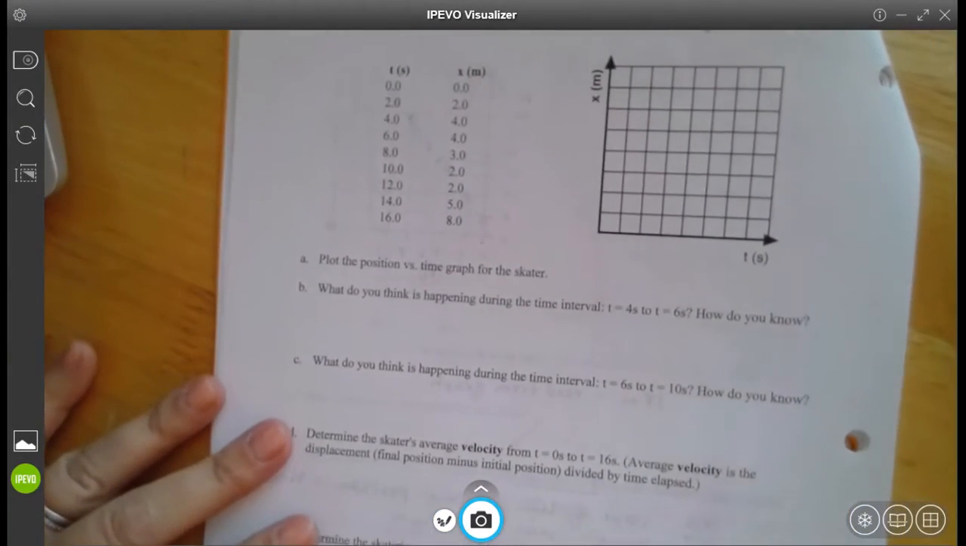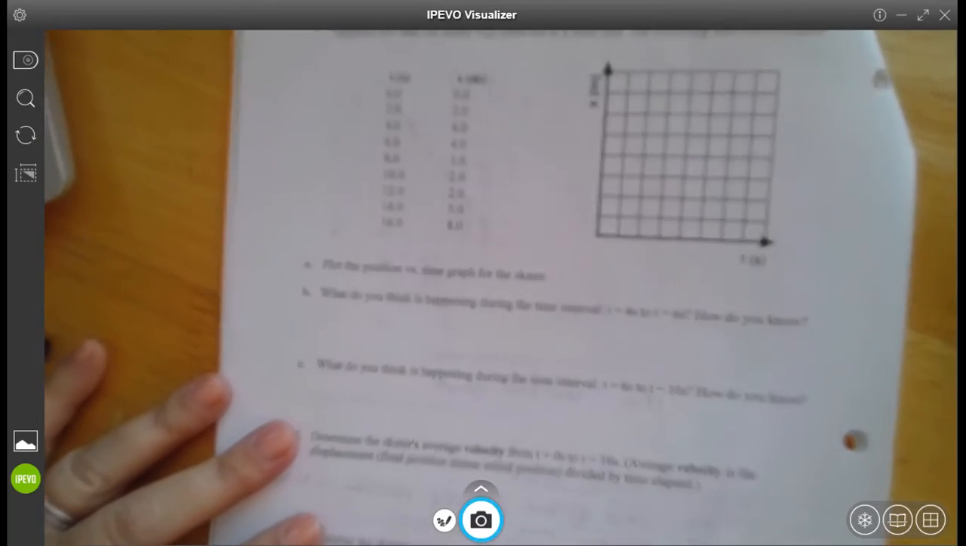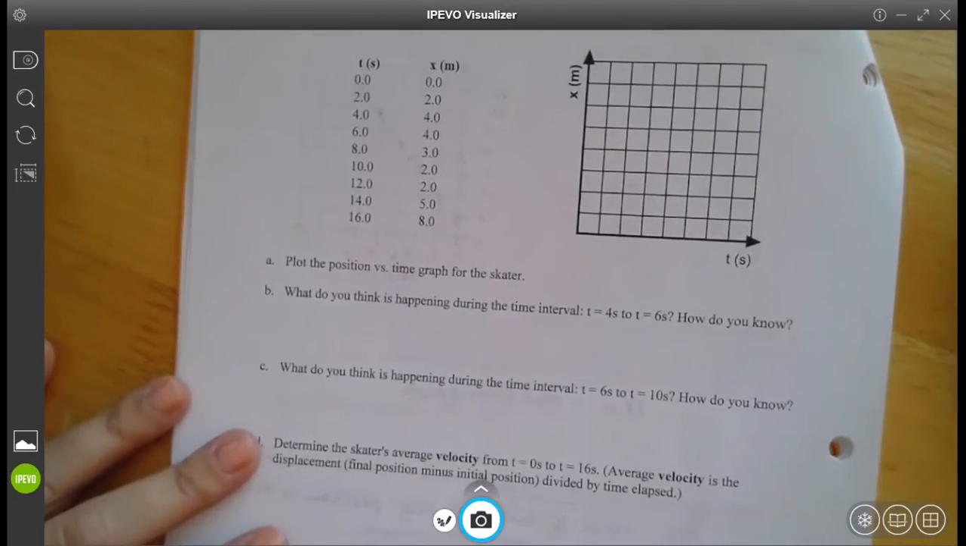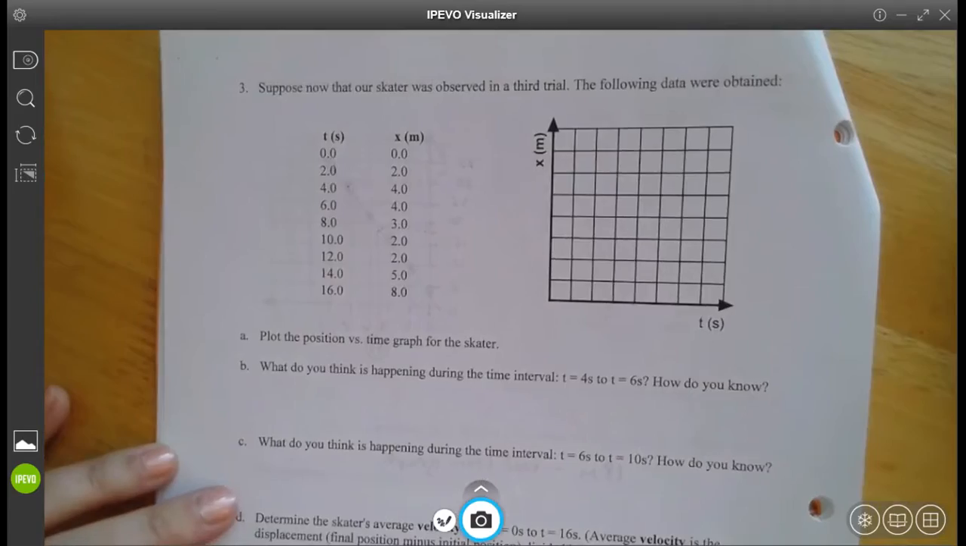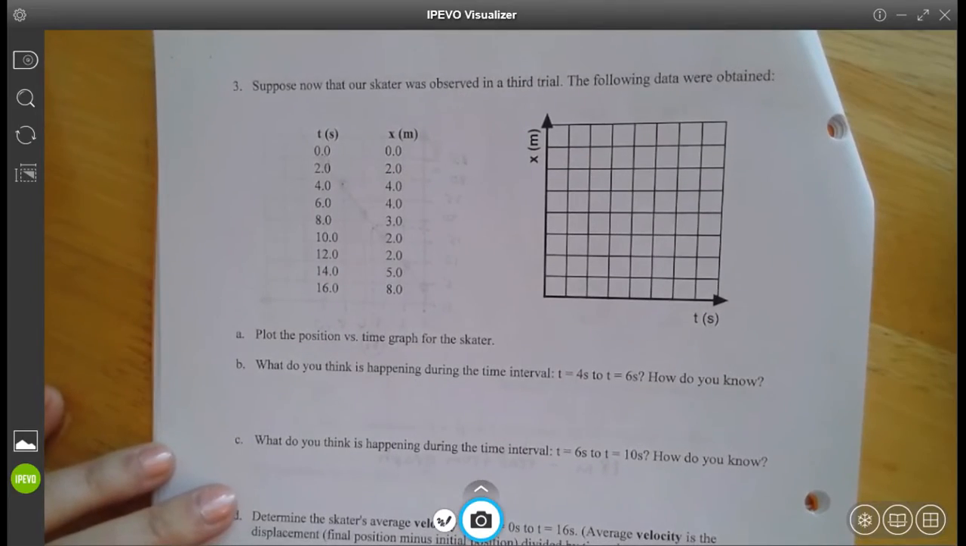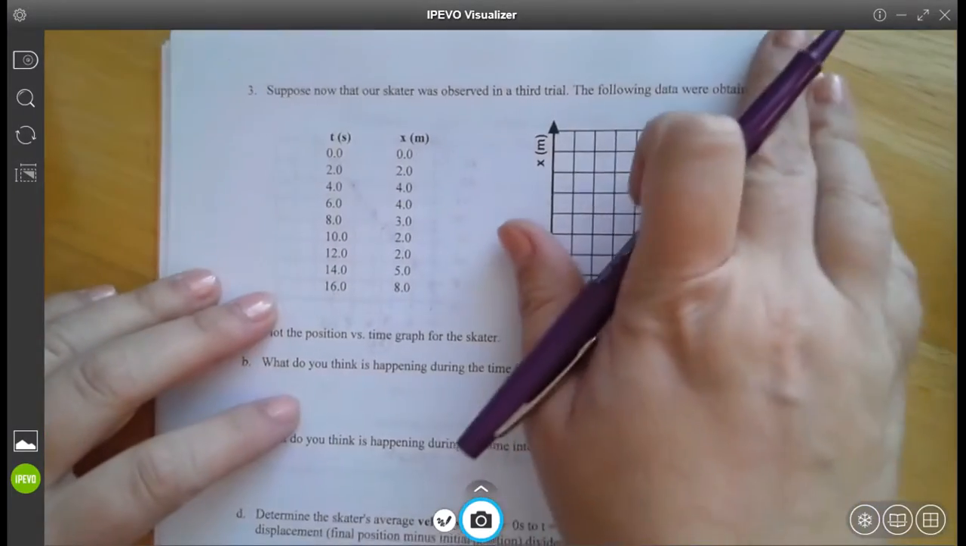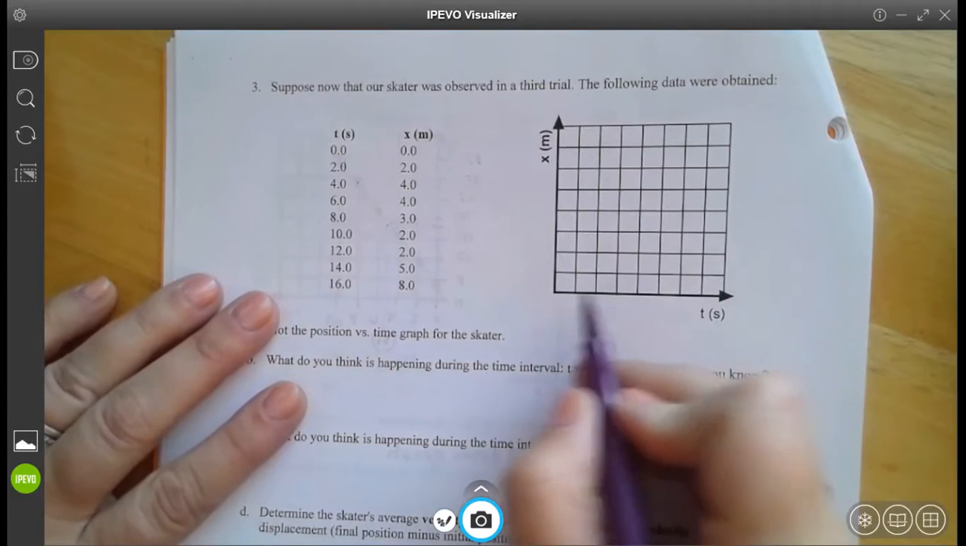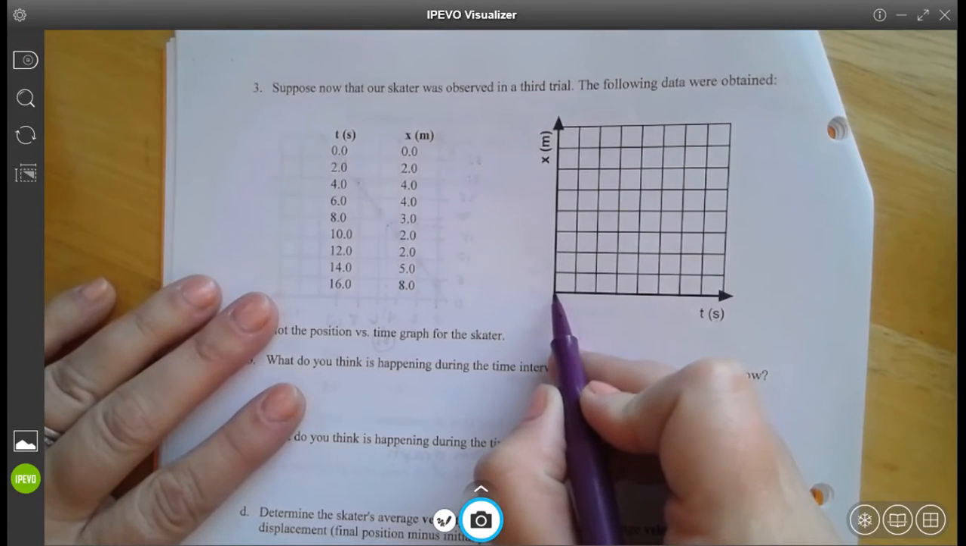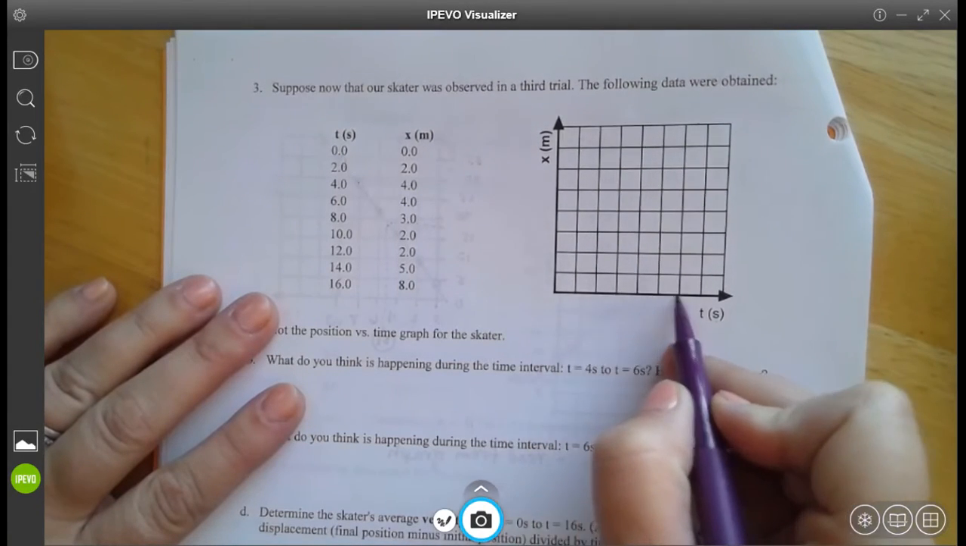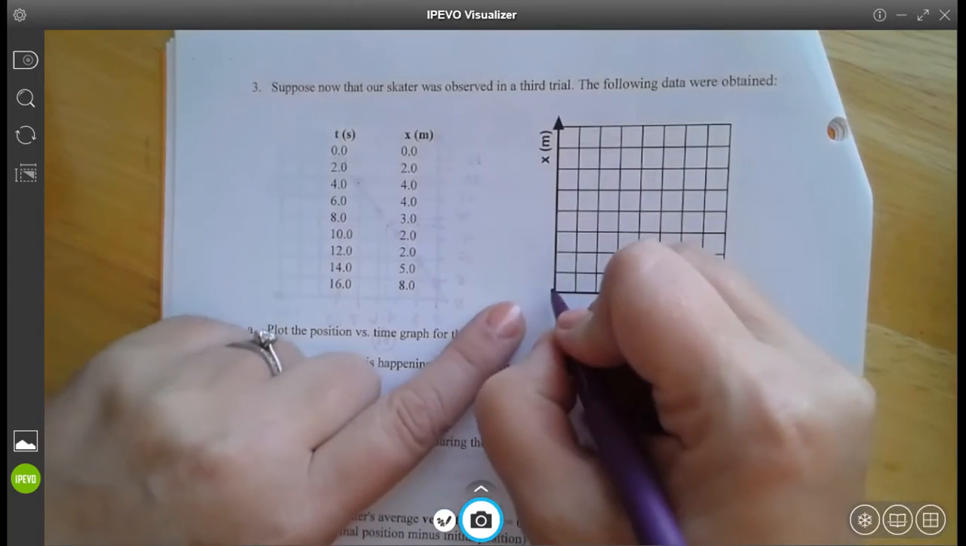For problem number 3, something else is going to change. Now our skater is in a third trial and we have more data. We're going to need to change our graph up just a little bit. Now we have much more time to deal with. So if we want to get all the way to 16 seconds worth of data, can we do that counting by 2? 0, 2, 4, 6, 8, 10, 12, 14, 16. We can, but only just.